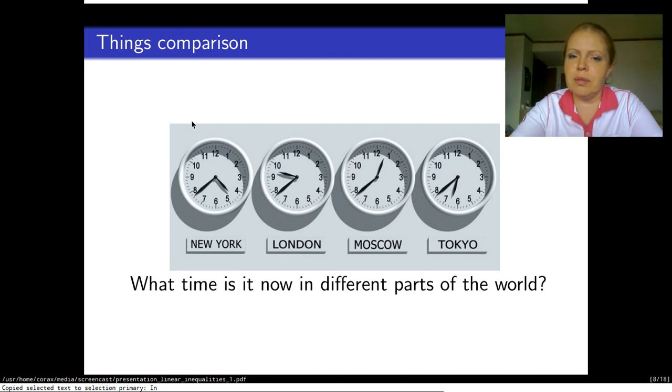And a very good example of comparing things is the time zone. What time is it now in different parts of the world? As you know already, there are 24 time zones around the world. So, for example, at this moment you can compare what time it is in Tokyo right now and what time it is in New York, and you can find the difference between the two cities in time. It's about 10 hours, not exactly 10 hours.